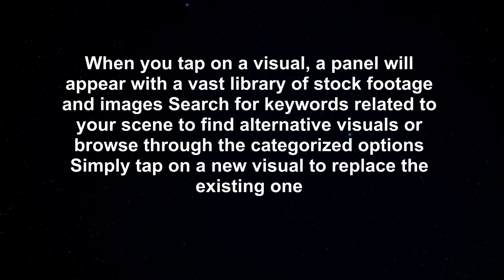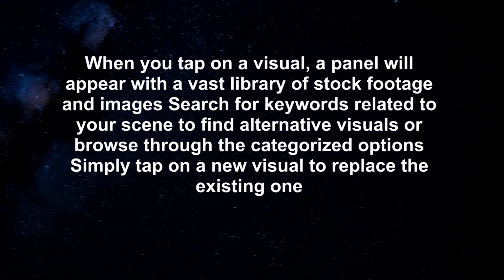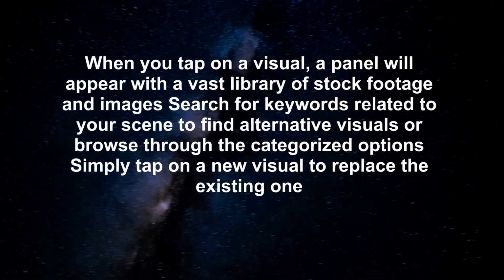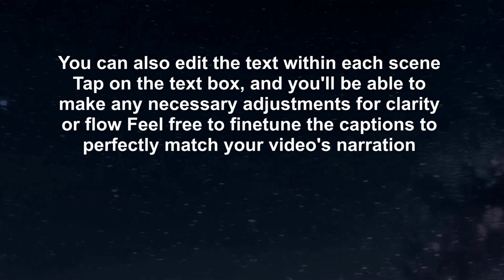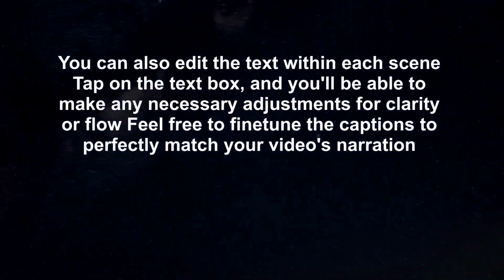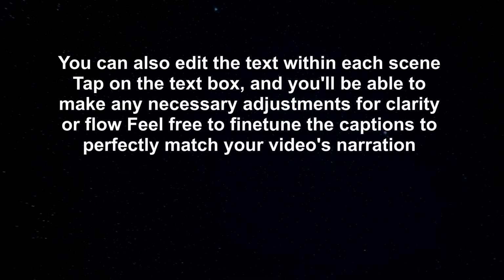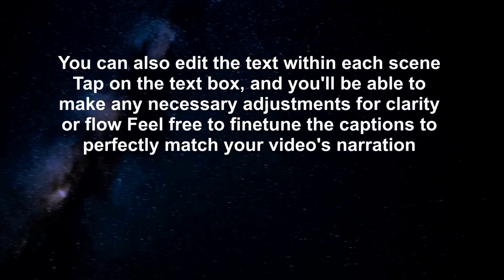and images. Search for keywords related to your scene to find alternative visuals, or browse through the categorized options. Simply tap on a new visual to replace the existing one. You can also edit the text within each scene. Tap on the text box, and you'll be able to make any necessary adjustments for clarity or flow. Feel free to fine-tune the captions to perfectly match your video's narration.